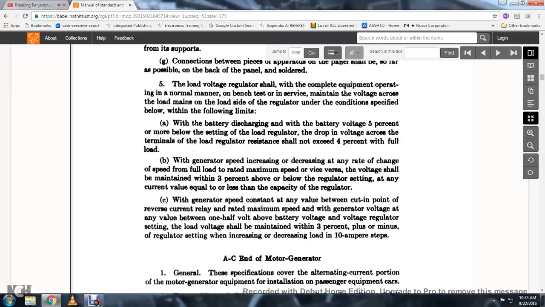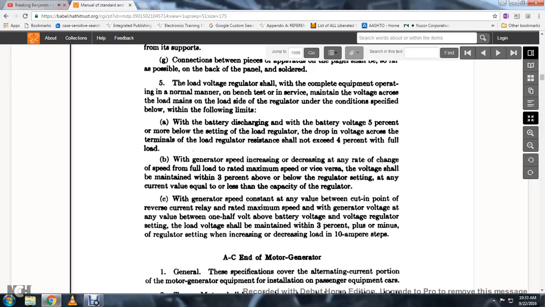B. The generator shall increase or decrease at any rate of change of speed from low to rated maximum speed and vice versa. The voltage shall be maintained within 3% below the regulator setting at any current value equal to or less than the capacity of the regulator. When the generator runs constantly at any value between the cutout point of the reverse current relay and the rated maximum speed, with generator voltage at any value between 1/2 and above 1/2 of the volt battery voltage and the voltage regulator setting, the load voltage shall be maintained within 3% plus or minus of the regulator setting, with load increasing and decreasing in 10 ampere steps.